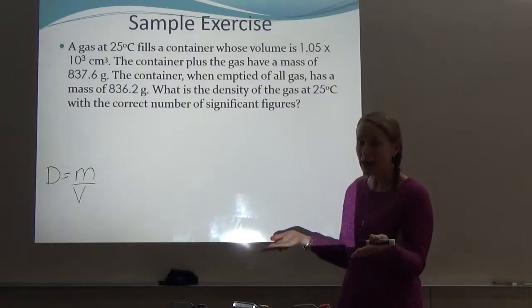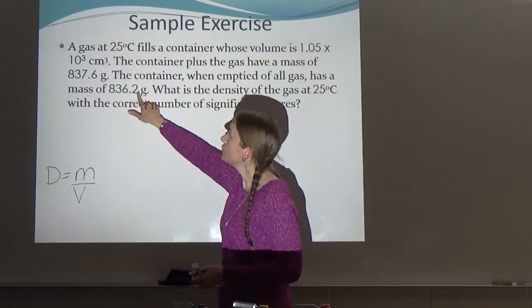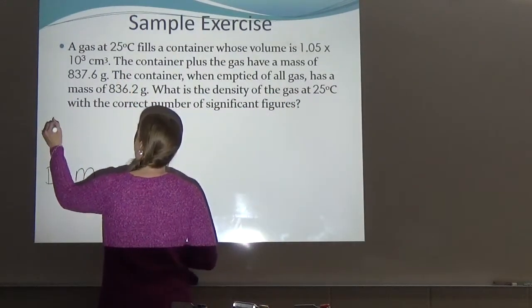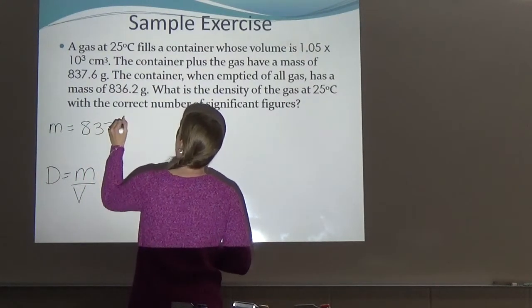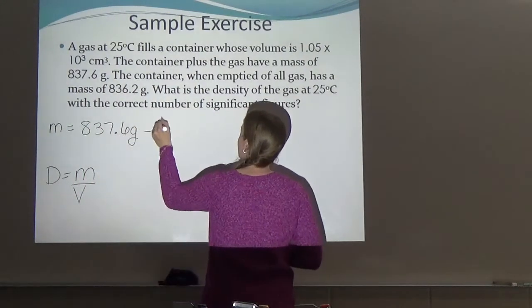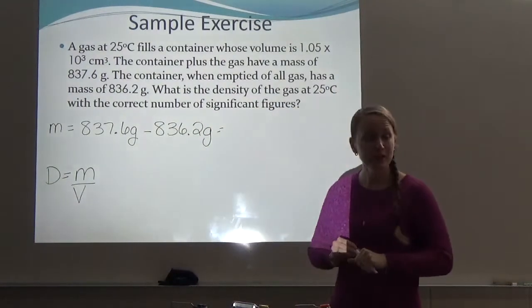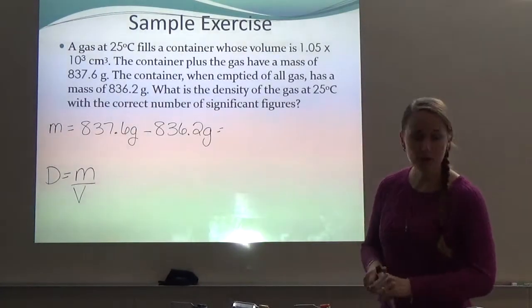So how do I get the mass of just the gas? I just subtract. I take the container plus the gas, and I subtract just the container. So the mass of my gas is 837.6 grams minus 836.2 grams. When you subtract that in your calculator, you are going to get 1.4 grams.